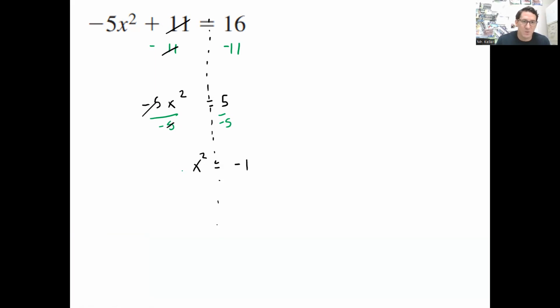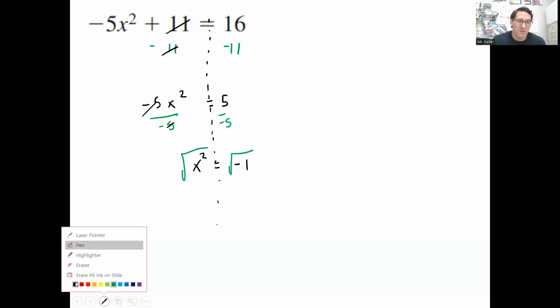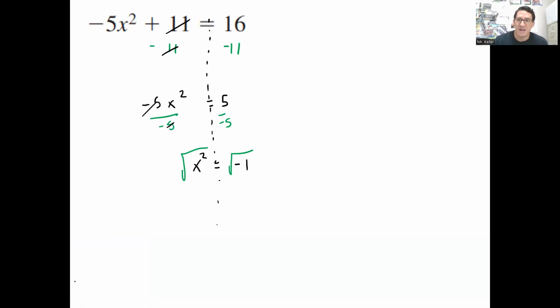And then I'm going to take the square root of both sides. And then here we have a problem. We can't take the square root of negative numbers. Those are imaginary numbers, all right? Because there's no real number that we can square to get us a negative 1. The square root of positive 1 is 1, but if you think the square root of negative 1 would be negative 1, well, negative 1 times negative 1 would be positive 1. So it doesn't work out.